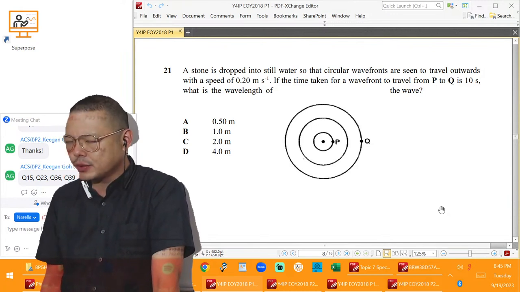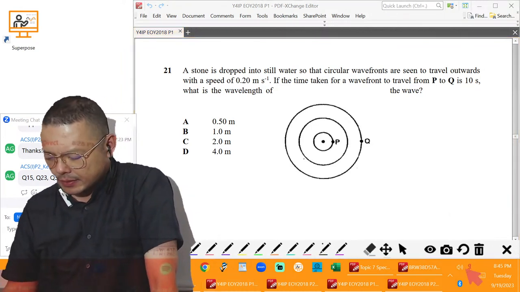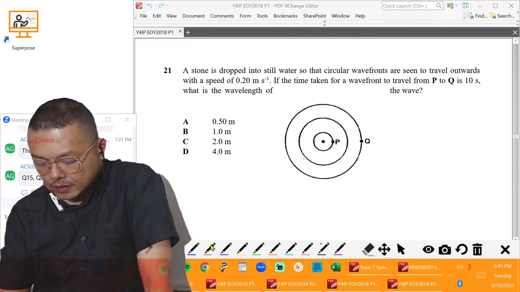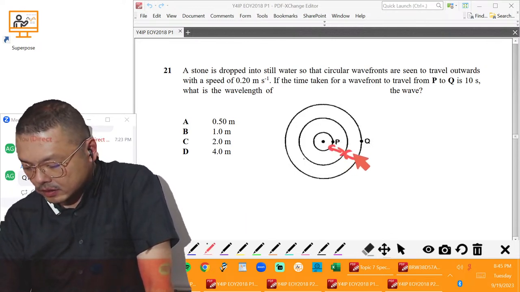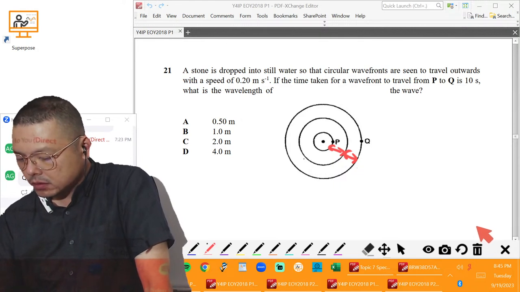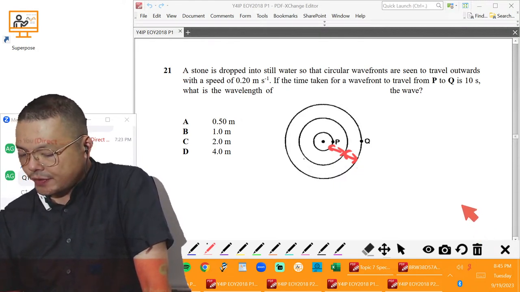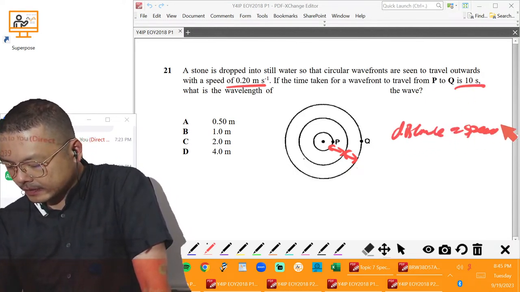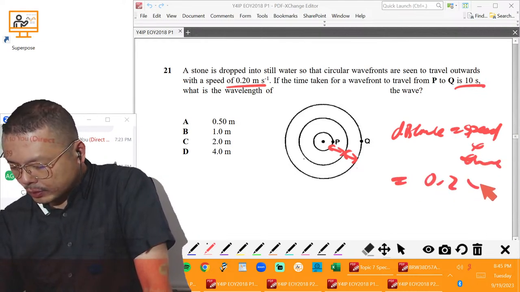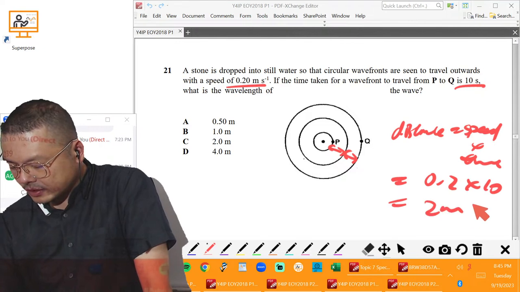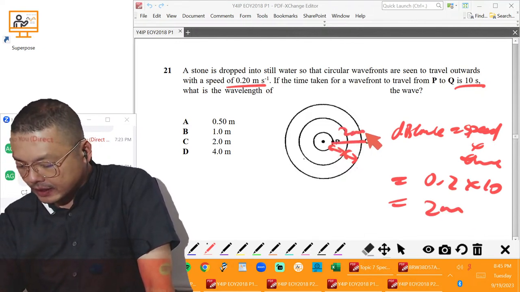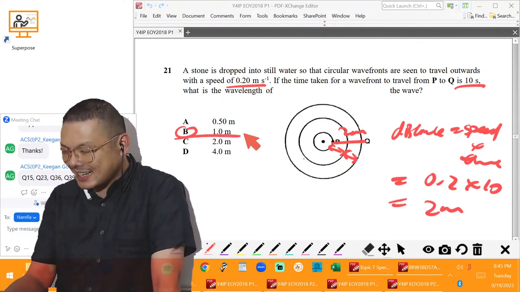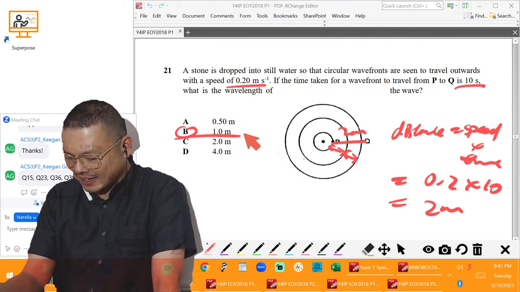You hate waves only because you just recently learned waves, right? This is two wavelengths. Do you understand this? So if your speed is this and your time is this, then the distance is how much? Distance equals speed times time, right? So 0.2 times 10 seconds is 2 meters. So the distance from P to Q is 2 meters. But the wavelength is 1 meter, so B is your answer. You must see that there's two wavelengths.